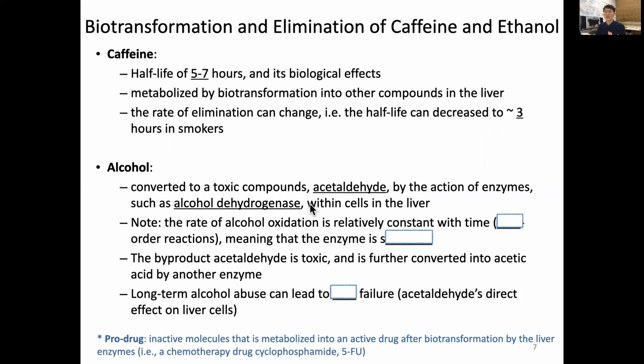What about coffee or caffeine? The half-life is longer. It's even 5 to 7 hours, and thus its biological effect, for many people, actually wakes them up. Caffeine is also metabolized by biotransformation into other compounds in the liver.